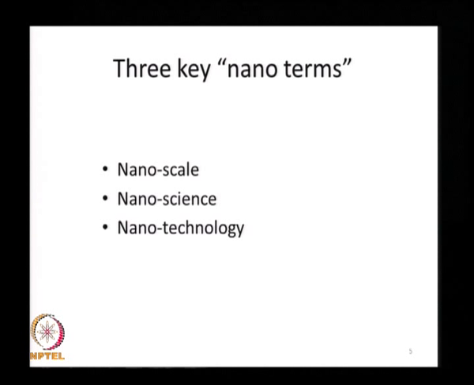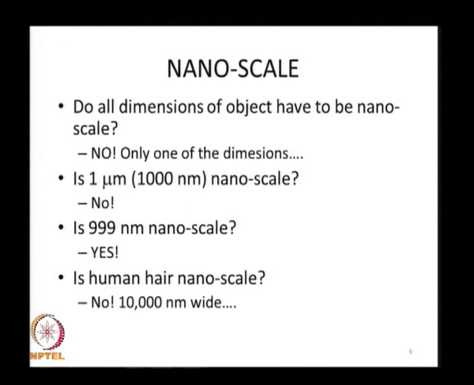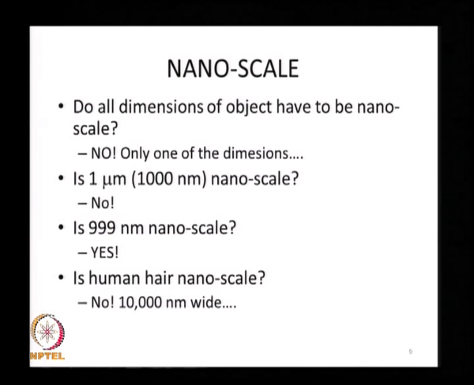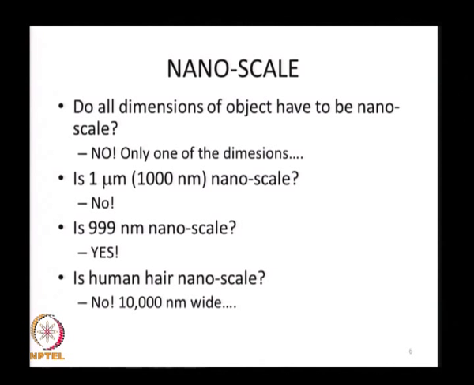Now, there are three key nano terms: nanoscale, nanoscience, and nanotechnology. Let us take a few minutes to understand what these are. When we say nanoscale, do we mean that all dimensions of the object have to be in the nano range? No, not really. As long as one of the dimensions sits in the nanoscale, we can consider it to be a nano object. Is 1 micron considered nanoscale?